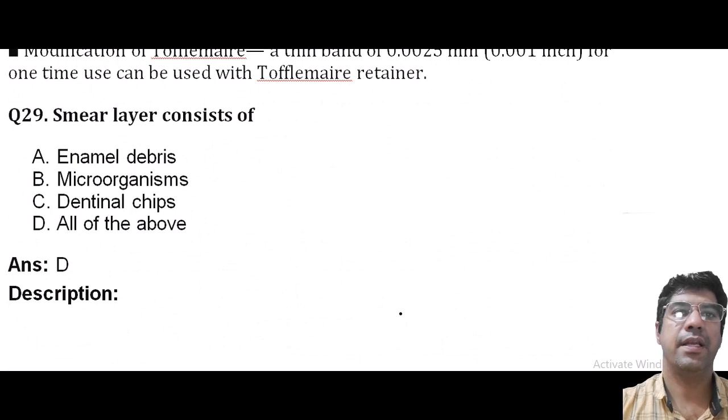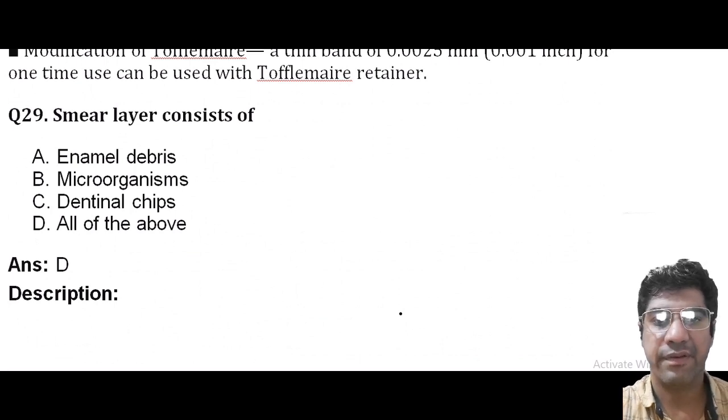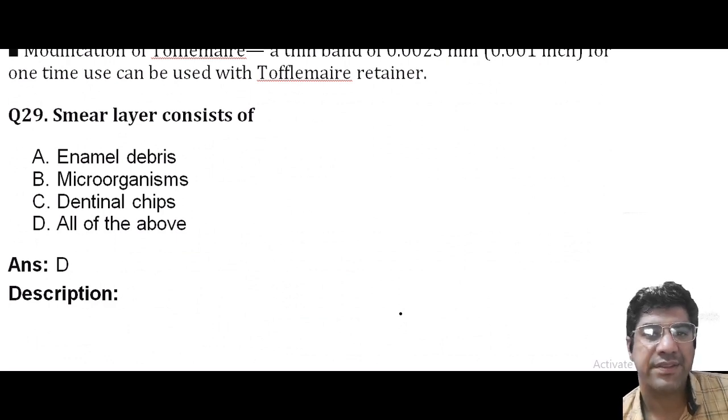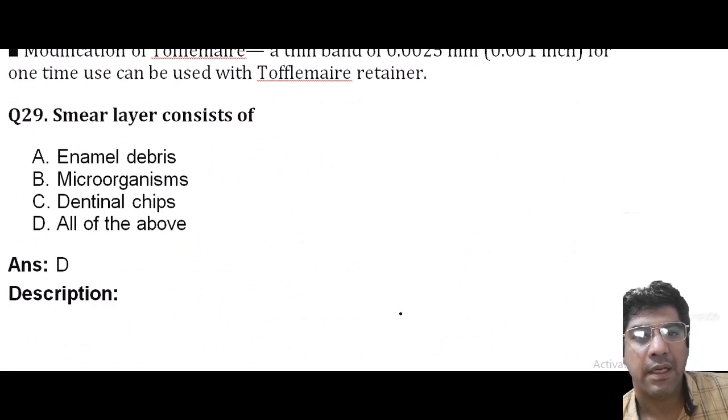The smear layer is a thin altered surface on the dentine, typically a few micrometer in thickness. It consists of denatured collagen, hydroxyapatite, and cutting debris.